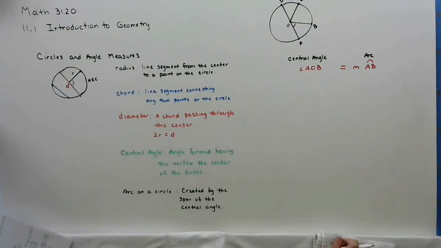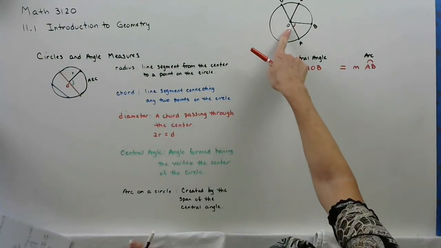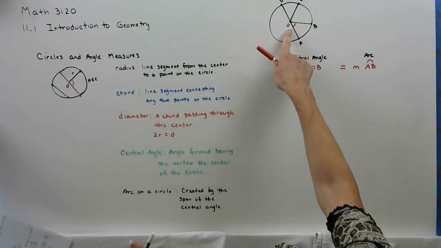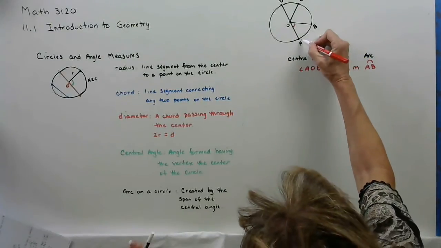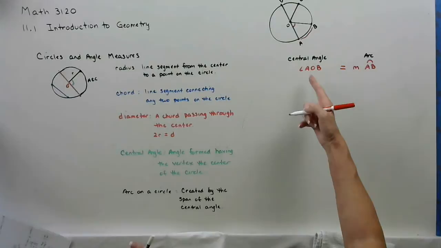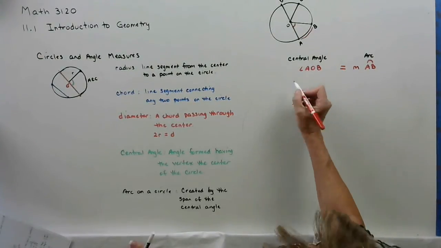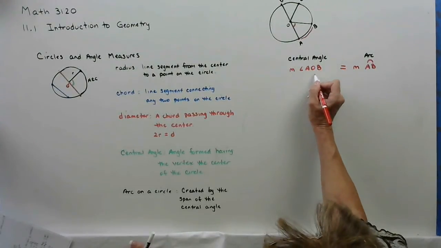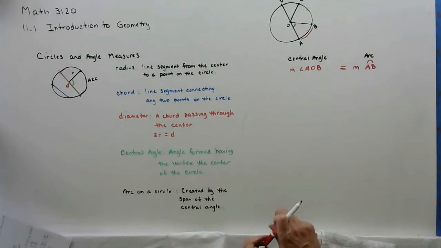And the symbol for an arc is kind of like a rainbow. So I can tell you that if I know this measurement is 60 degrees, I know this arc between A and B is also 60 degrees. So the measurements are always the same. The measure of the central angle will always be the measure of the arc that it spans.